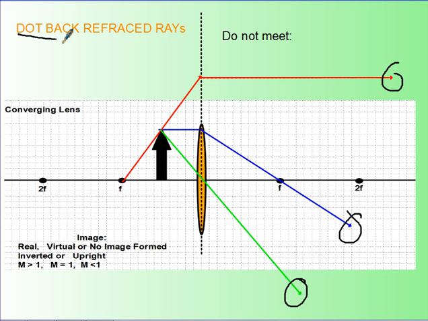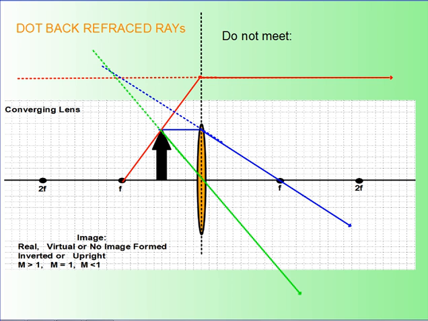So you need to dot back the refracted rays. These are the ones with the arrows. Dot those three back, and you get a nice little intersection where those three dotted back rays intersect. That is your image. Now, this is a virtual image because you had to dot things back. The rays are not really crossing there. They appear to come from here. It's upright because it's in the same direction as my object. And this one's very obvious to see. This one's enlarged.